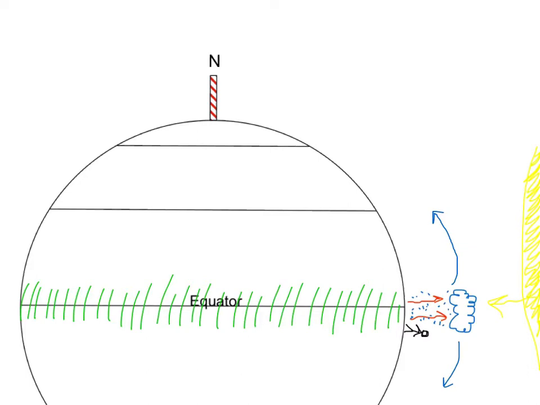We're going to leave the equator for a second, and we're going to move to the North Pole now. So we focused on the equator: the sun's heating of the equator causes air to rise up. But now let's look at the North Pole.